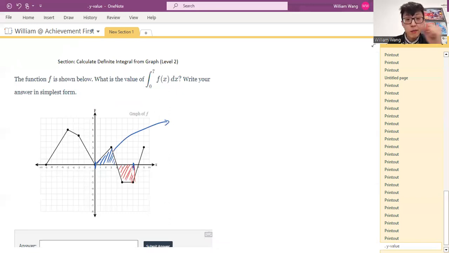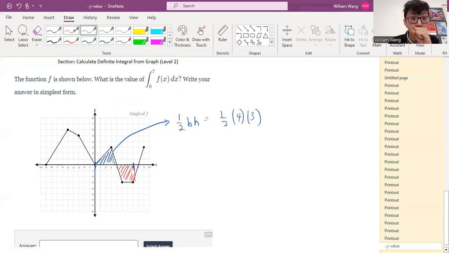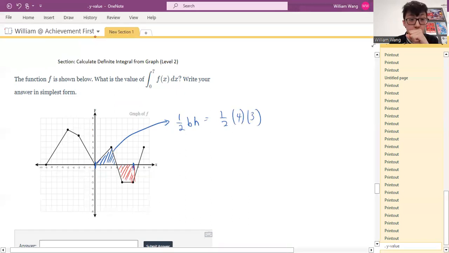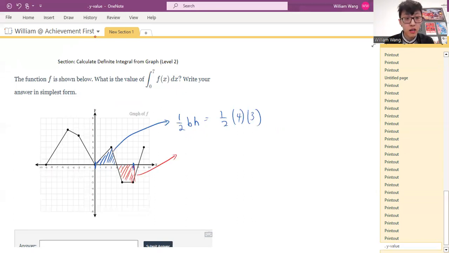This looks like a triangle to me, so I'm going to use my triangle formula, 1/2 base times height. That's equal to 1/2. My base is 4, my height is 3. Excellent. Then the red area, to me, this looks like a trapezoid. You also have the option, if you want to, to turn this into a rectangle and a triangle. Either way, if you use your trapezoid formula or you separate into two shapes, either way is fine. But I'm going to use a trapezoid in this case.